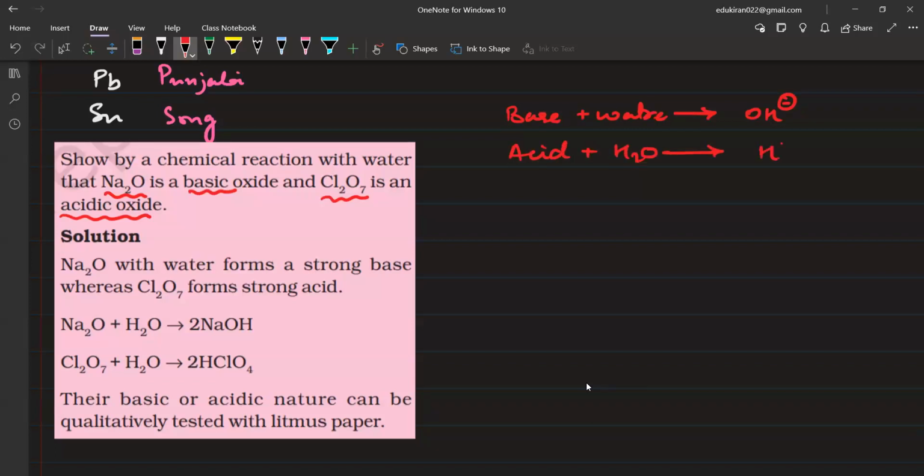then you will get H plus ion. Now these OH negative ions can be in the form of a strong base, and H plus ion will be in the form of what? Strong acid. So the same reaction happens. You will see that Na2O forms a strong base, whereas Cl2O7 forms a strong acid. They showed the reaction that sodium oxide, if you react with water, you are going to get sodium hydroxide.